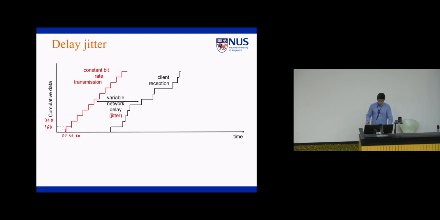And this black plot shows us when we receive those packets at the receiver. Of course, there will be a variable amount of network delay, so we do not have the exact same perfect steps, but we have a more distorted plot here. So the first packet arrived quickly, but the second packet was delayed a lot.